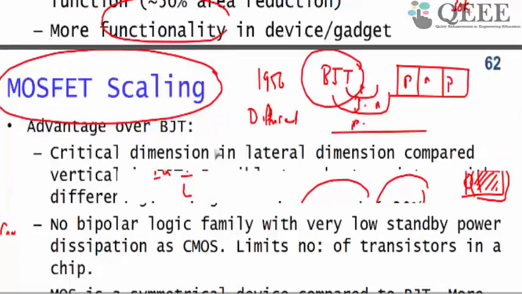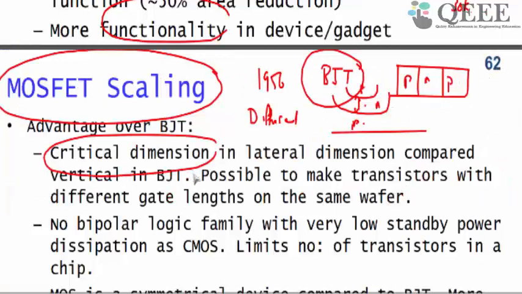So the critical dimensions you can print. That is why on a single chip or a single wafer you can build a MOS transistor with a different gate length, which is not possible, or which is very complex, in the case of a bipolar junction technology.